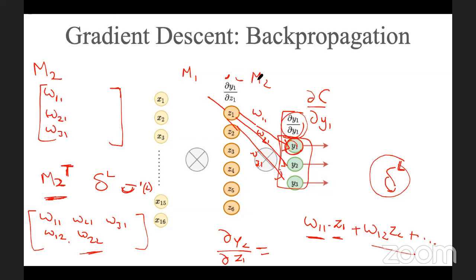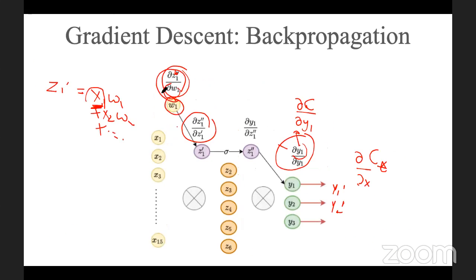And how do you calculate dc by dw1? This is exactly what I was coming to. You just differentiate this thing with respect to this, and that value is x, and then you multiply that value. That is it. So you do this for each layer.